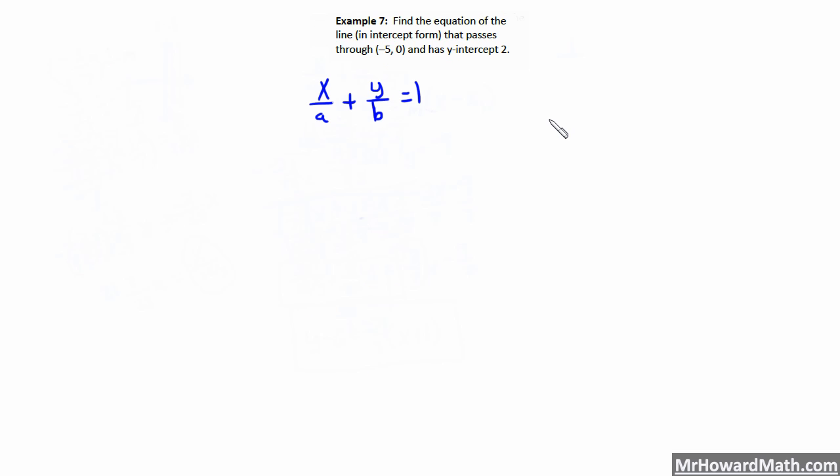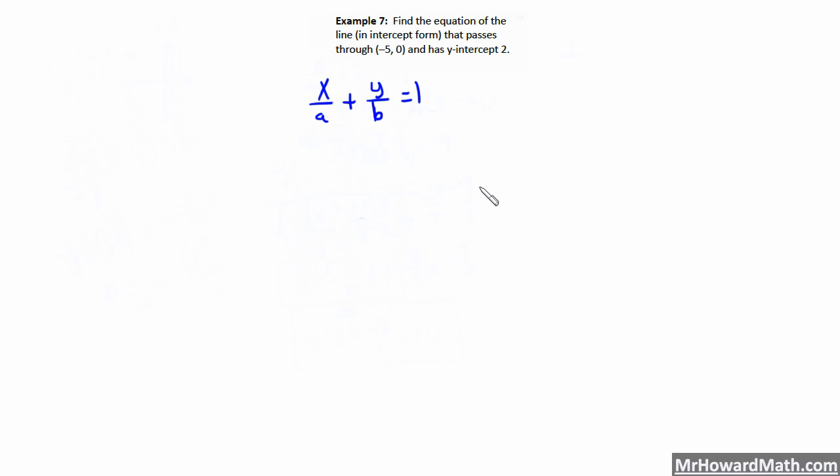Alright, example 7. Find the equation of the line in intercept form. That's this form here. Most students aren't as familiar with this. x over a plus y over b equals 1, where x and y are the variables, and a is the x-intercept, b is the y-intercept. So we want to find it in that form. That passes through (-5, 0) and has a y-intercept of 2.